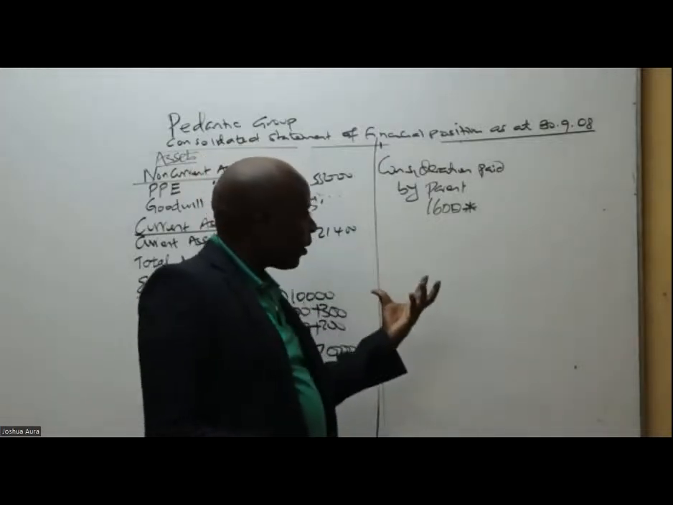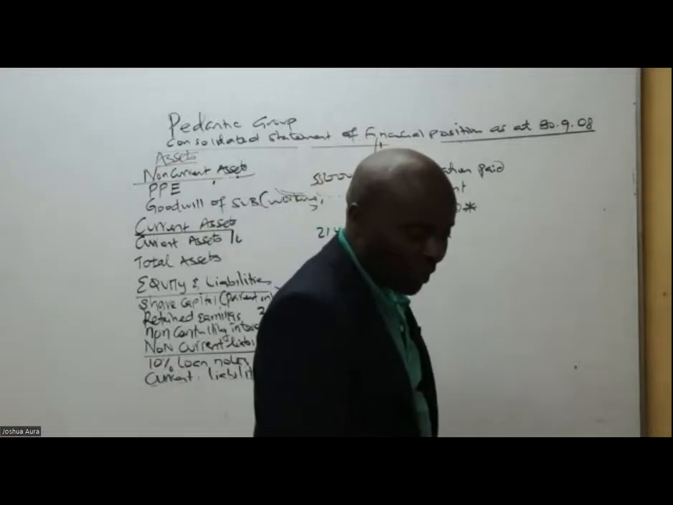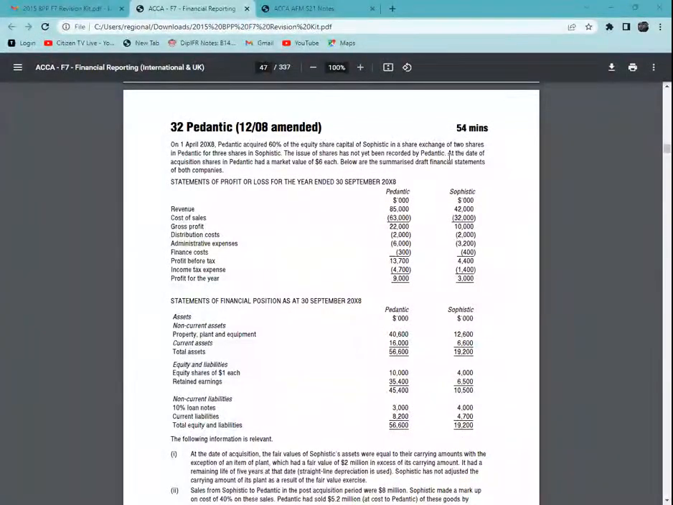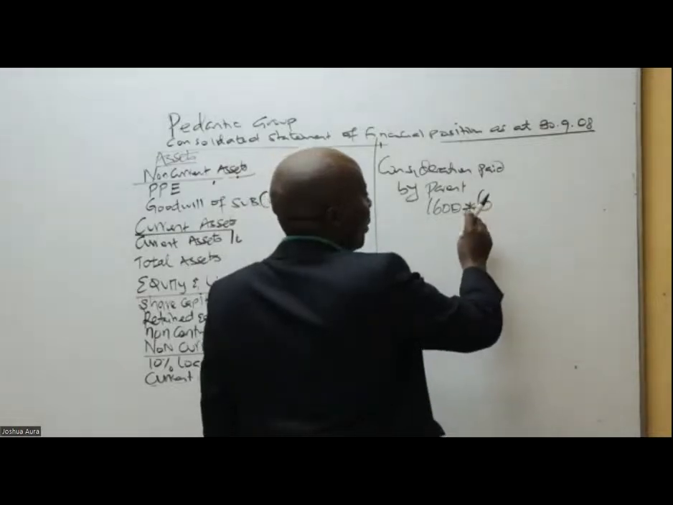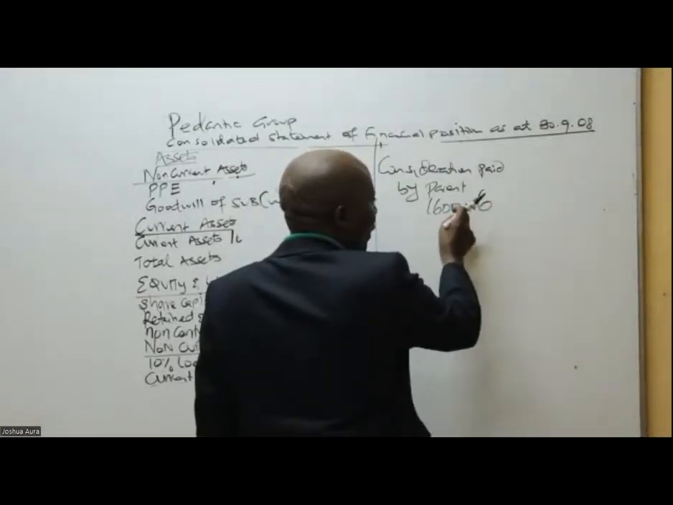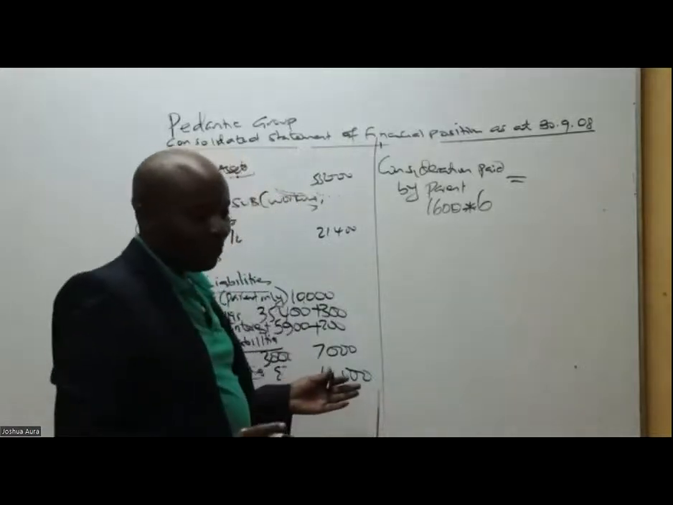You must know the parent's value of share. They have told us in the question that at the date of acquisition, shares in Pedantic had a market value of $6 each. So times 6 to get the total. Who can give me this figure? The consideration that was paid by the parent.